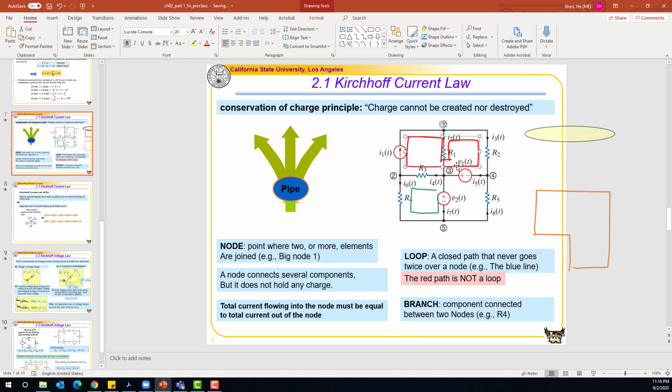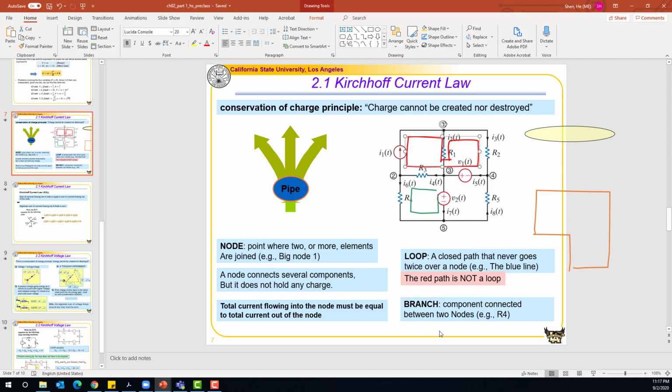So this example, is it a loop? This is a closed path, no problem. So let's look at whether it goes through any element twice or not. It goes through this current source, then this resistor R1, come to this point, then come back, go through the R1 twice. So this is not a loop because it goes through one resistor twice.